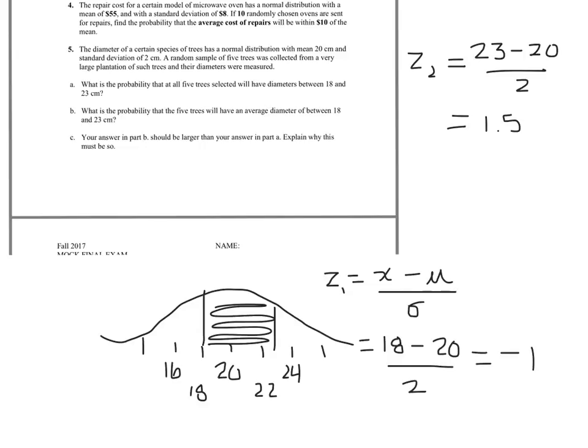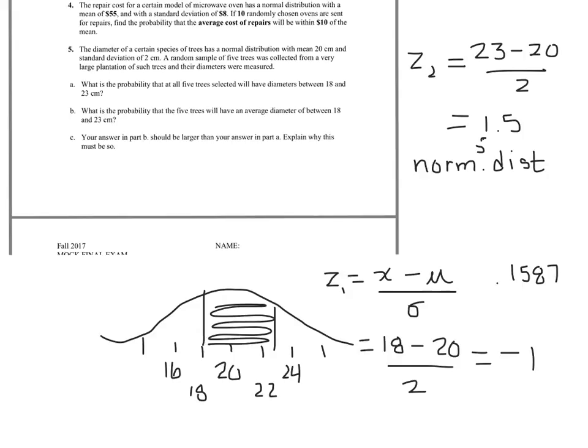So with the help of our normal.s.dist command in Microsoft Excel, we'll give our z-score, I'll do the first one, of -1. And cumulative, yes, we want the less than or equal to. So we'll say 1 for yes. And it gives us an area below that of 0.1587.